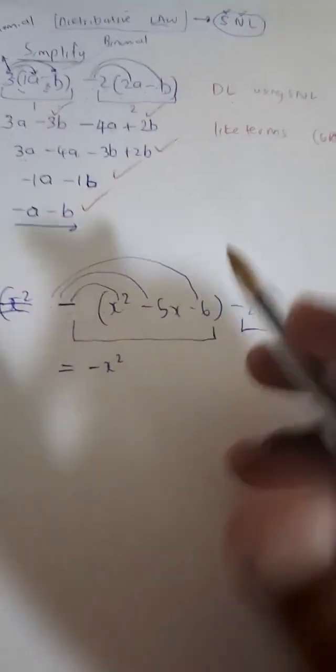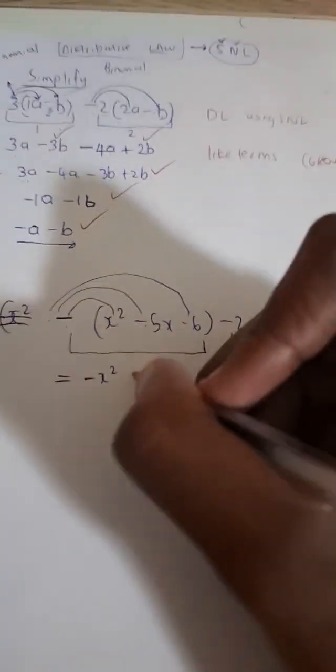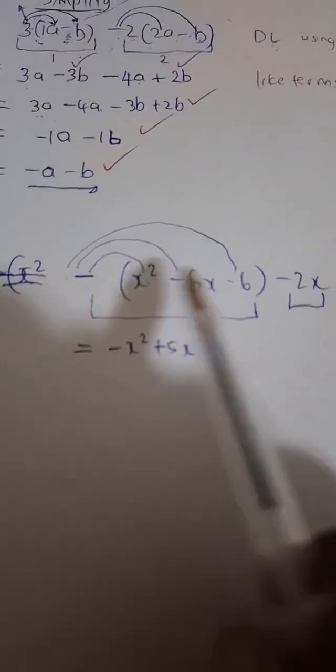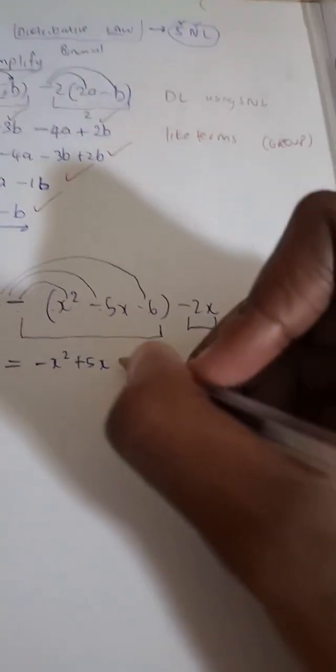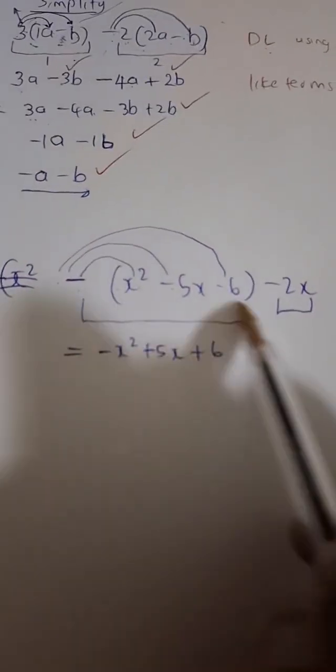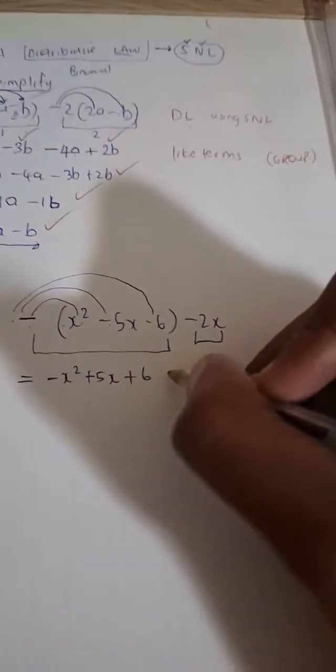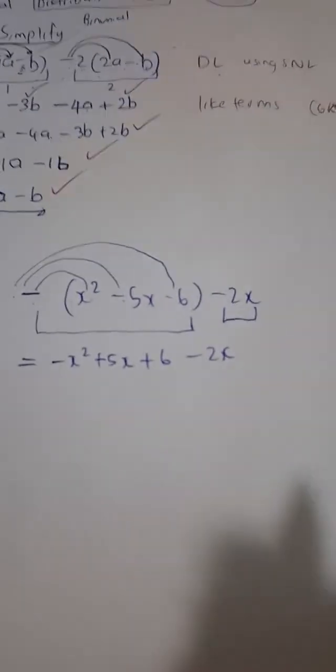SNL. So let's go, let's apply SNL. Negative times x squared, and negative times a positive, negative x squared. Negative times negative 5x, and negative times a negative, positive 5x. Negative times a negative 6, a positive 6. The bracket has been removed by distribution, and then there is this negative 2x, which is standing there.